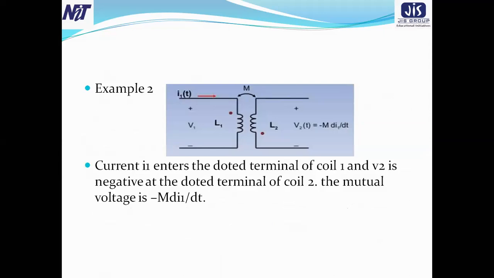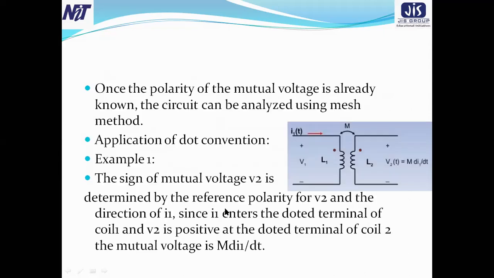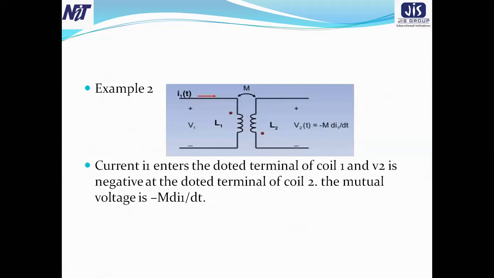Example 2. Current I1 enters the dotted terminal of coil 1, and V2 is negative at the dotted terminal of coil 2. The mutual voltage is minus M di1/dt. So here, if V2 is positive at the dotted terminal of coil 2, the mutual voltage is M di1/dt, but if it is on the negative side, then it is minus M di1/dt.